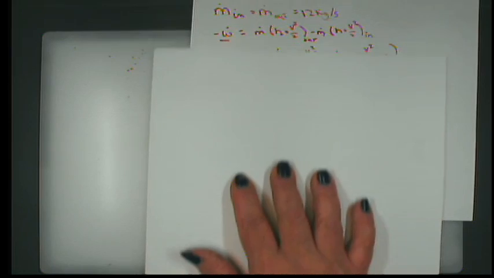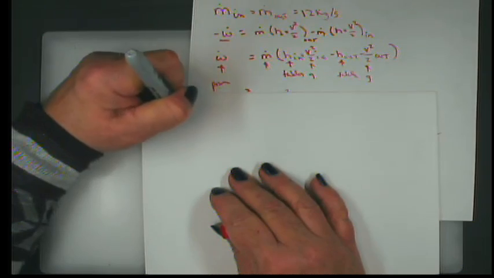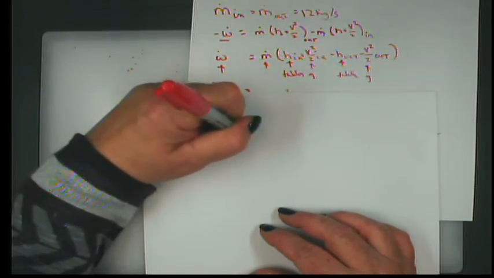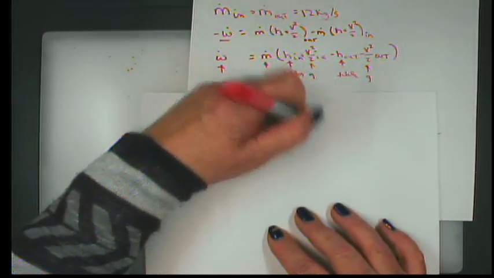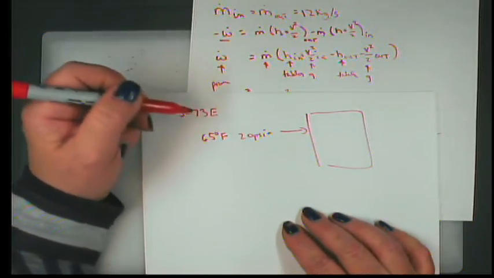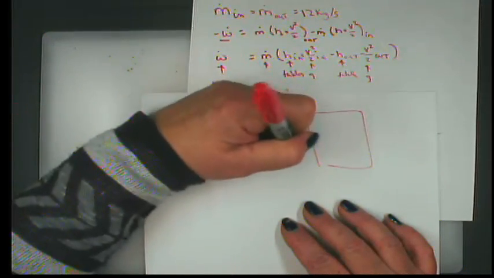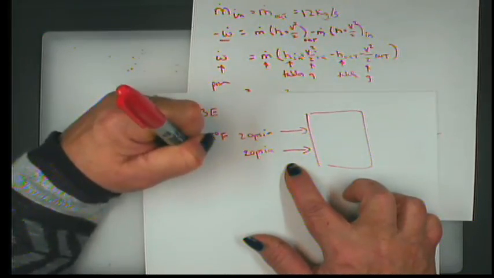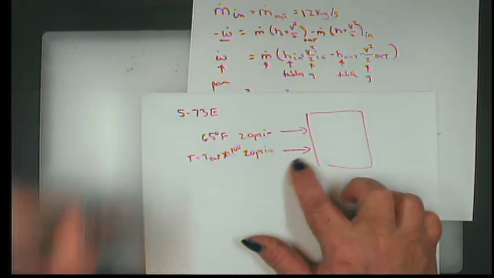All right, let's look at, I'd like to have an E problem. 573E. Let's see if it does what we want it to do. We have water at 65 degrees Fahrenheit and 20 psia is heated in a chamber. So we put this into some sort of a chamber, and it's heated in a chamber by mixing it with saturated water vapor at 20 psia. T equals Tsat. And saturated water vapor means X is equal to 100%.